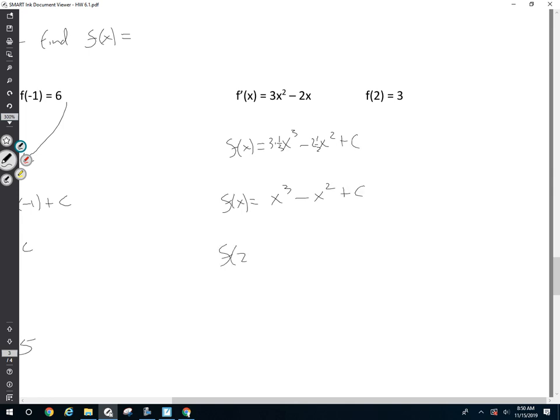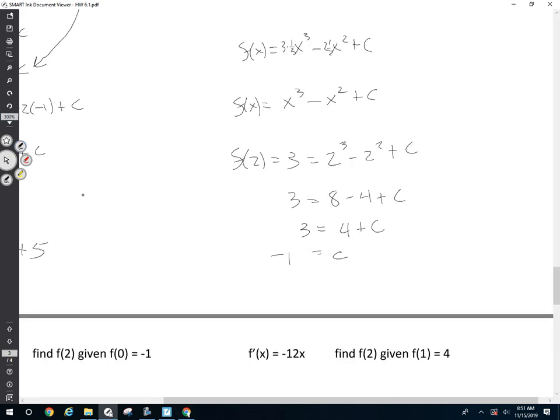F of 2 equals 3, so that'll equal 2 cubed minus 2 squared plus c. 3 will equal 8 minus 4 plus c. That's 4 plus c equals 3. C is equal to -1. My solution, f of x, equals x cubed minus x squared minus 1.